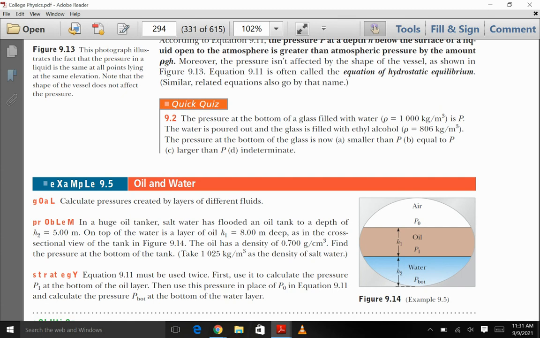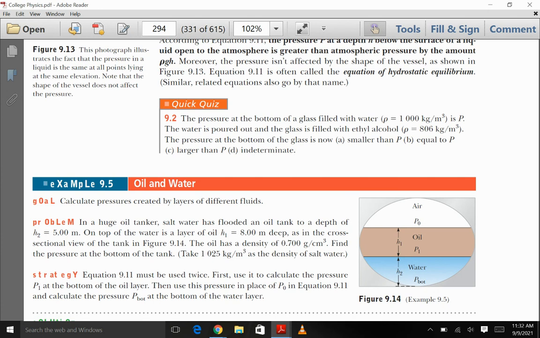So yes, there is that pressure, but as you are going down there, you are getting an increase in pressure. The pressure at the bottom of this particular tank that you are looking at is going to be P1 plus the pressure due to H2. That makes sense, right? So that's basically just how we are going to do it.